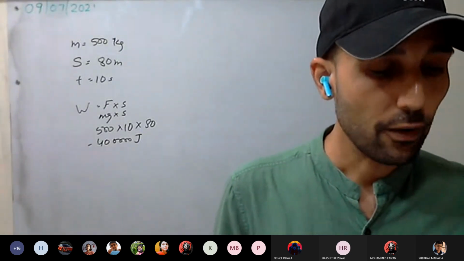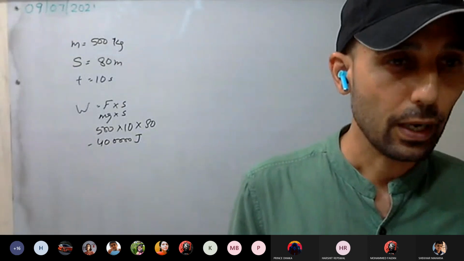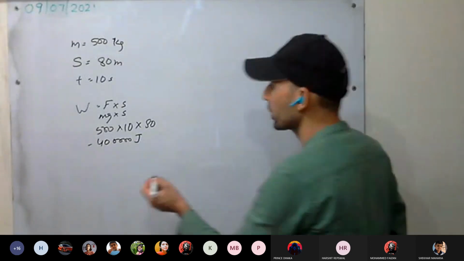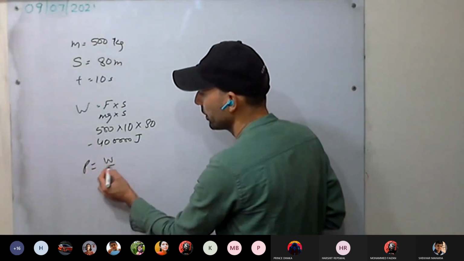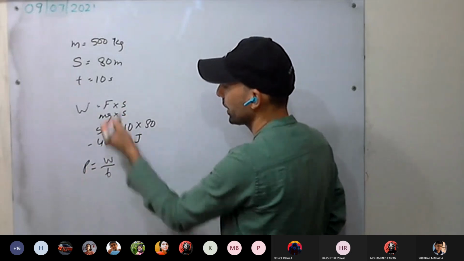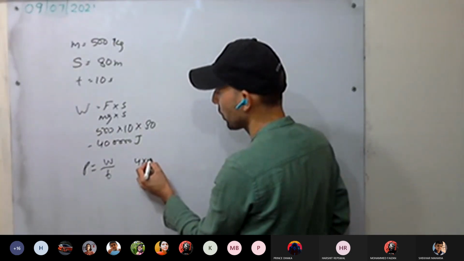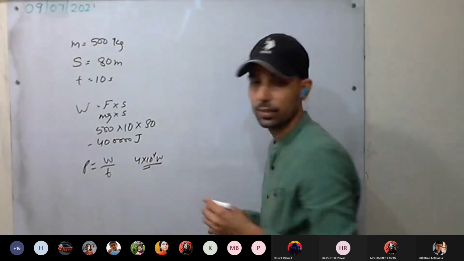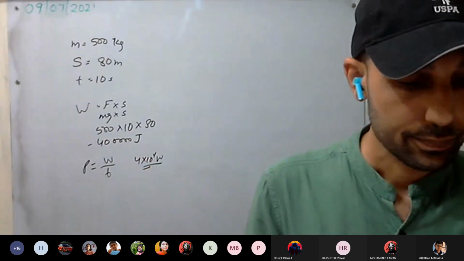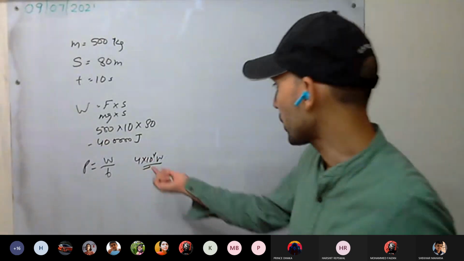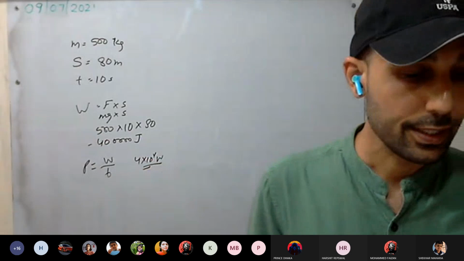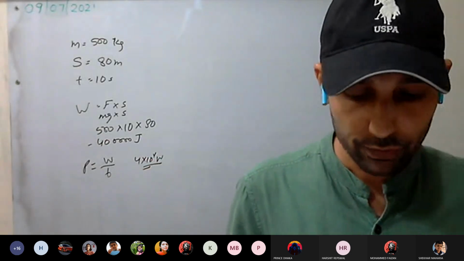Second one, the power at which the pump works. Power equals work done upon time. So this divided by 10 will give us 4 into 10 raised to power 4 watt. We can say 40 kilowatt. This is clear. The power rating of its efficiency.